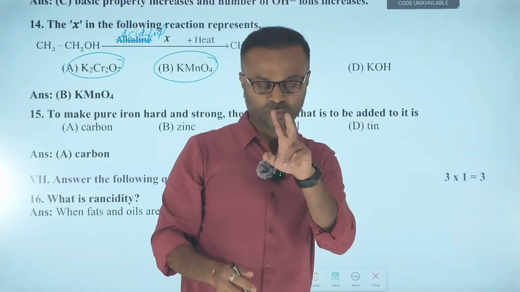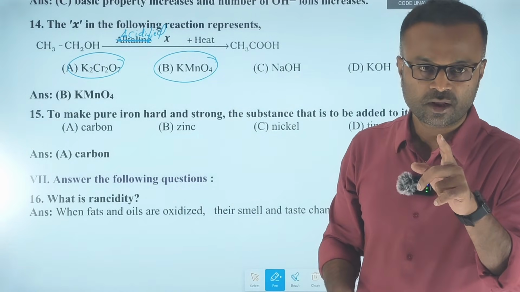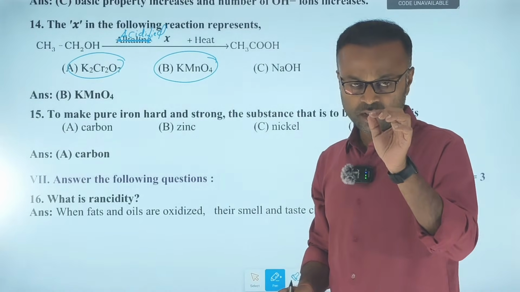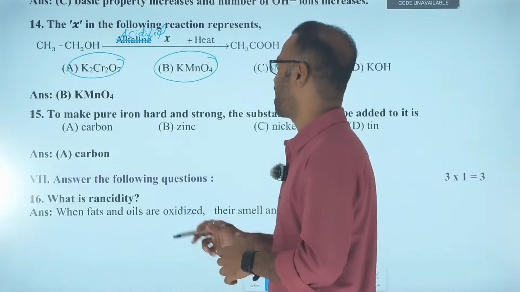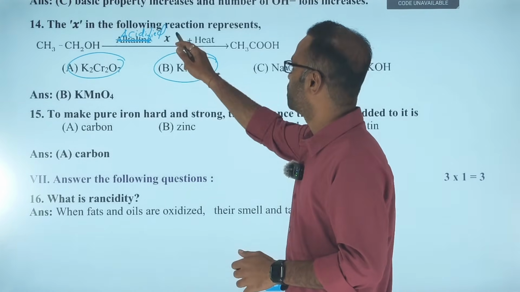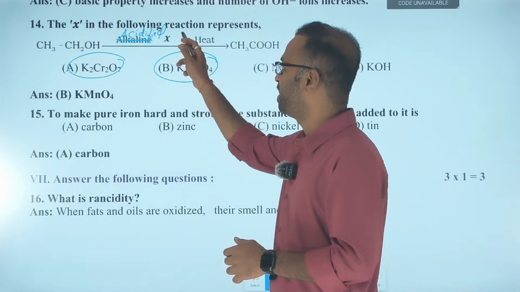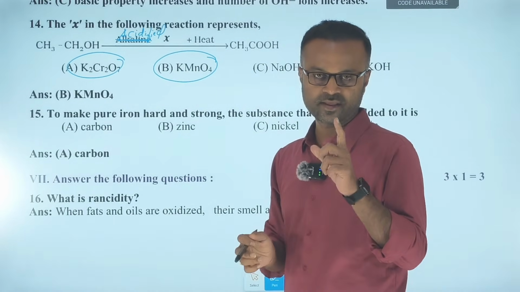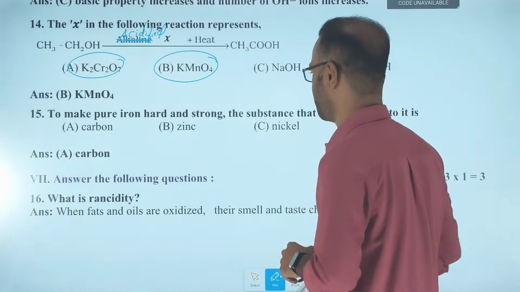Two oxidizing agents will be there. One is alkaline KMnO4, that is potassium permanganate. Another is acidified potassium dichromate. But here they have given the alkaline X. They are asking what is this X? That is KMnO4. If they had given acidified X, that would have been K2Cr2O7, that is acidified potassium dichromate. Hope this is clear with you.